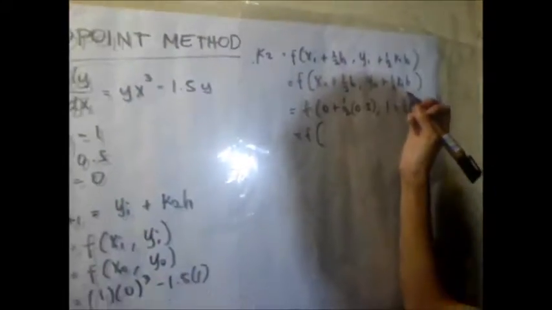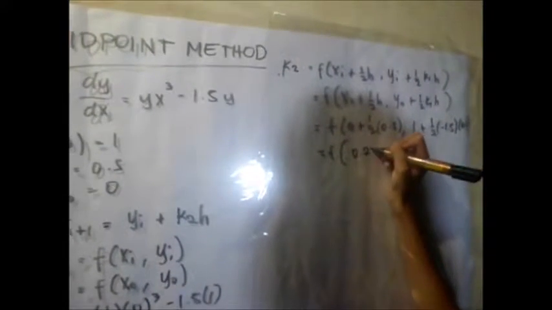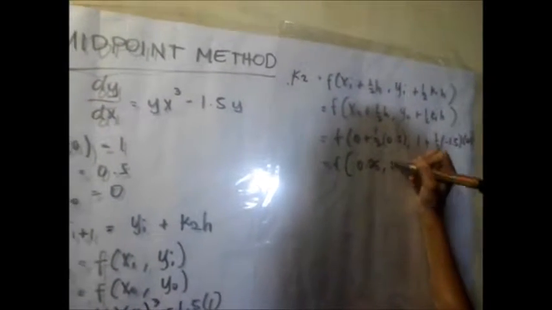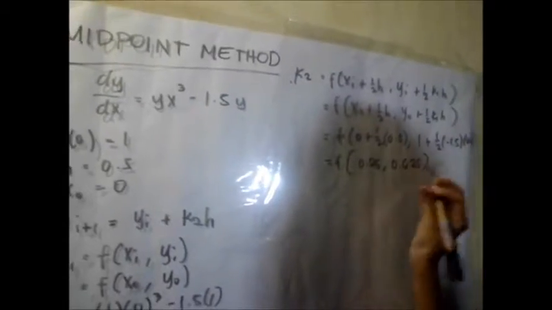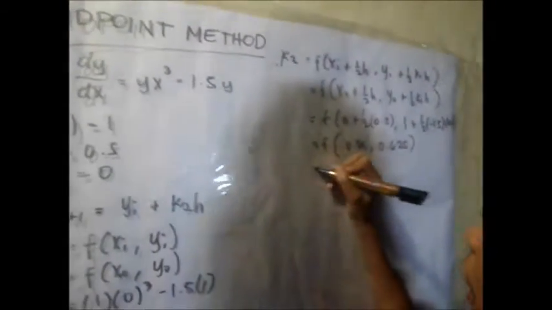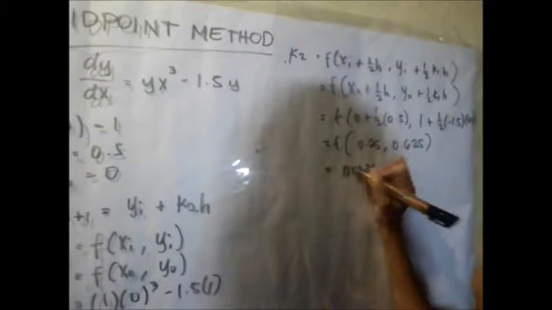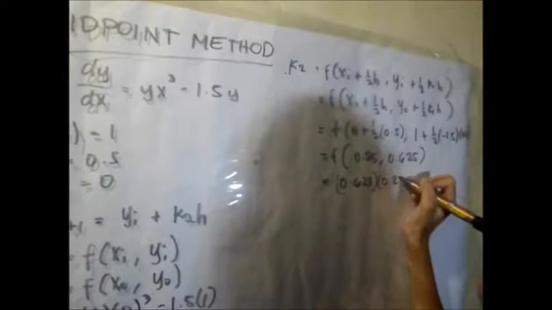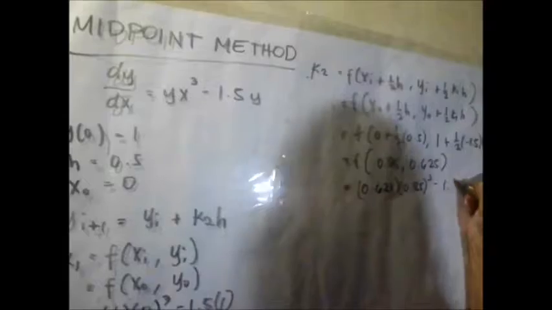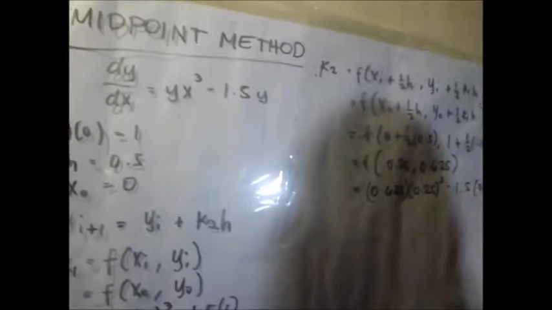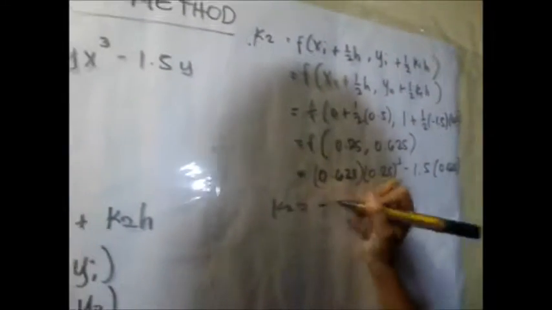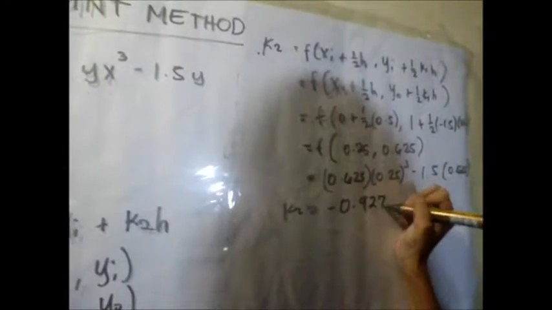So again, for k2, we have the f of, for the x, we have 0.25. Then for the y, we have 0.625. So again, substitute these values to the equation. So we have 0.625 times 0.25 cubed minus 1.5 times 0.625. So for the k2, we have the value of negative 0.9277. So now we have the value of k2.